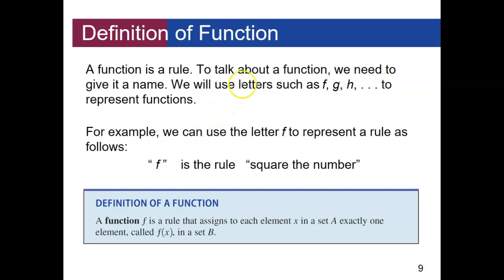A couple of notes on notation: although f is the most common representation of a function, g and h are also used to represent functions at times. And so it's just a rule that's being assigned to that particular letter. So f's rule might be to square the number. It could be lots of other different rules. So every function has a different rule assigned to it. And so a function f is a rule that assigns to each element x in a set A exactly one element called f of x in a set B.